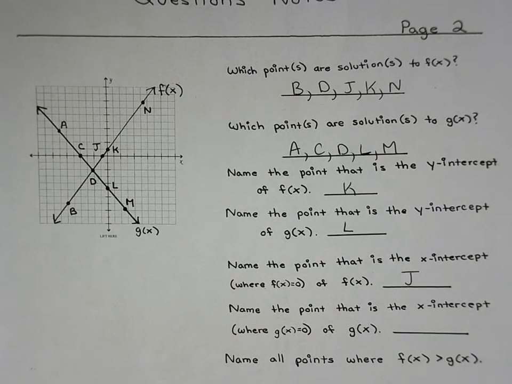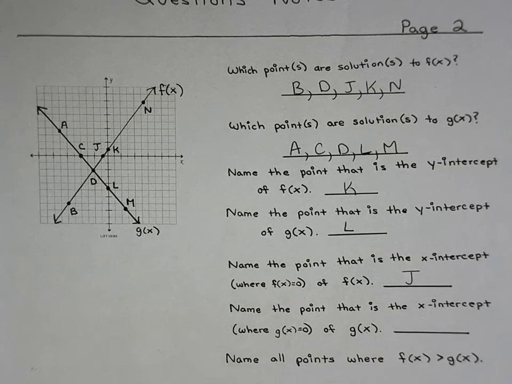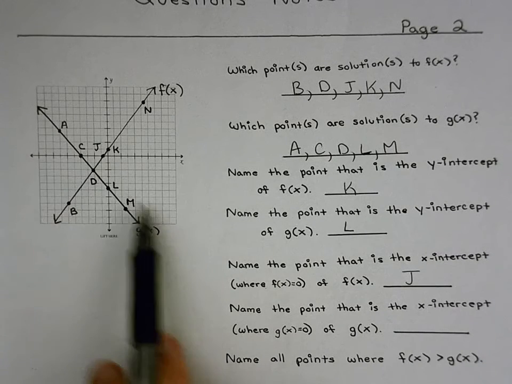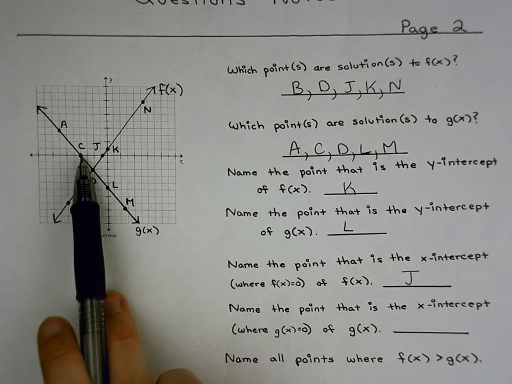Okay, next one. Name the point that is the x-intercept, or where y equals 0, or g of x equals 0, of g of x. Okay, again, an x-intercept is where you touch the x-axis. So where does g of x touch the x-axis? Here's g of x, here's the x-axis. They touch at c.